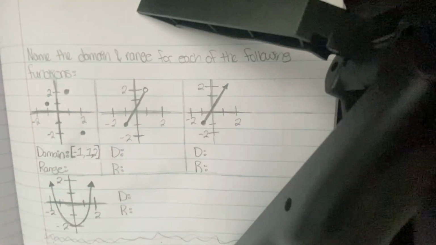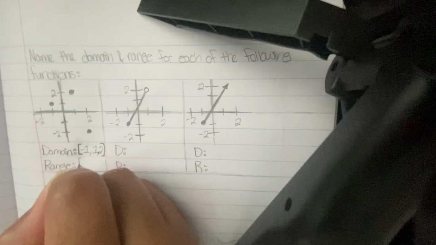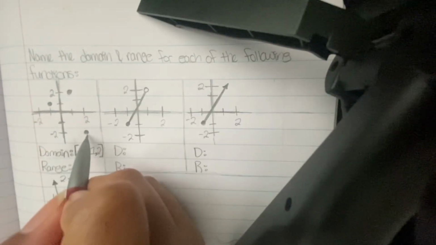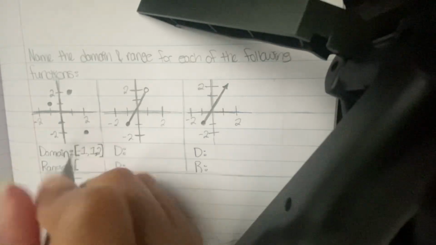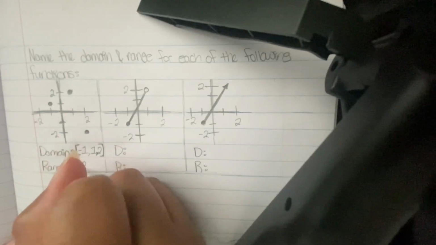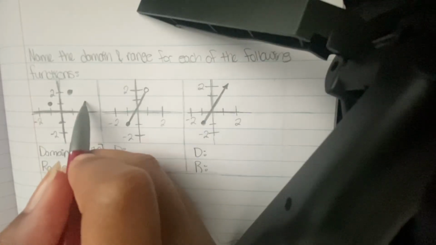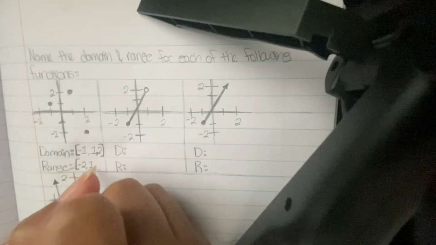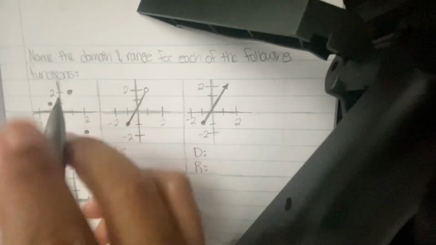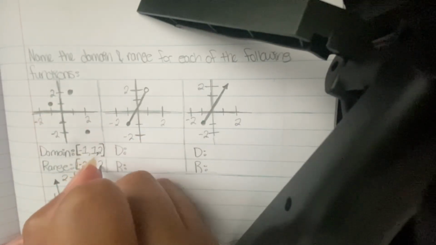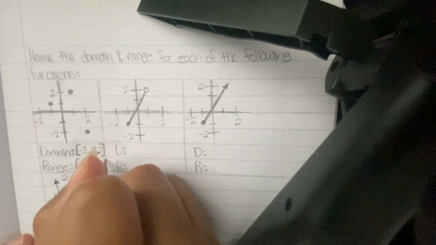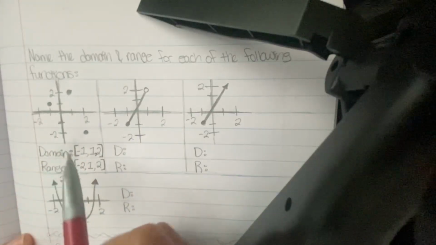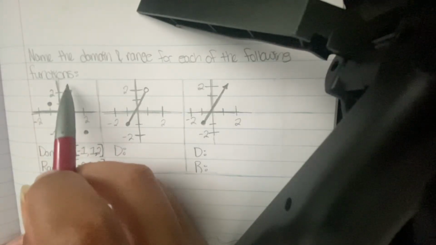Same thing for the range, but with y values. So the first y value would be down here. This is -2. The next y value would be here. This is 1. And the next one would be here. That's 2. So when you're looking at domain, you're starting left, going right. Looking at range, you're starting from the bottom, going to the top.